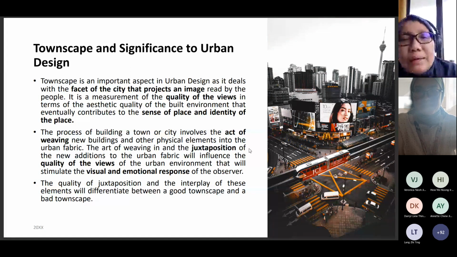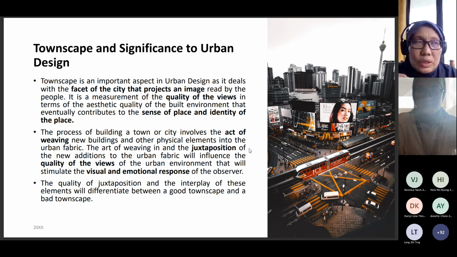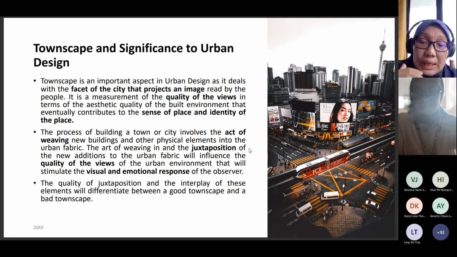So this art of weaving and the juxtaposition of the new additions to the urban fabric will influence the quality of views of the environment that will stimulate the visual and emotional response of the observer. The quality of juxtaposition and the interplay of these elements will differentiate between a good townscape and a bad townscape. If you do not do this coordination of the juxtapositioning and the interplay of these elements, then you will end up having a very bad townscape. Next.